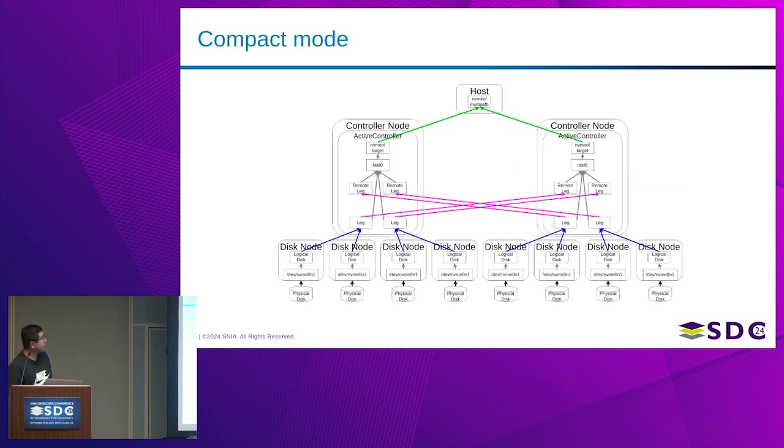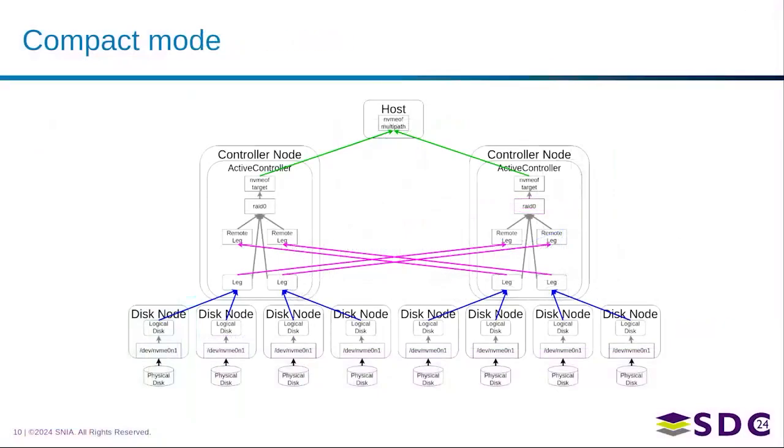Here, we removed the dispatcher node. We move its functions to the controller node. We have multiple active controllers. Each controller connects to a subset of the disks.